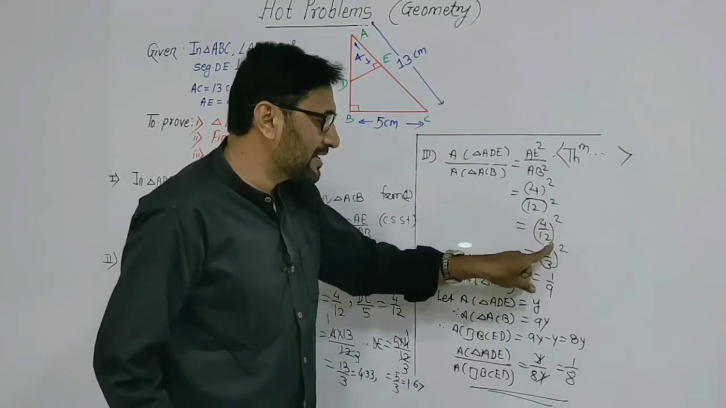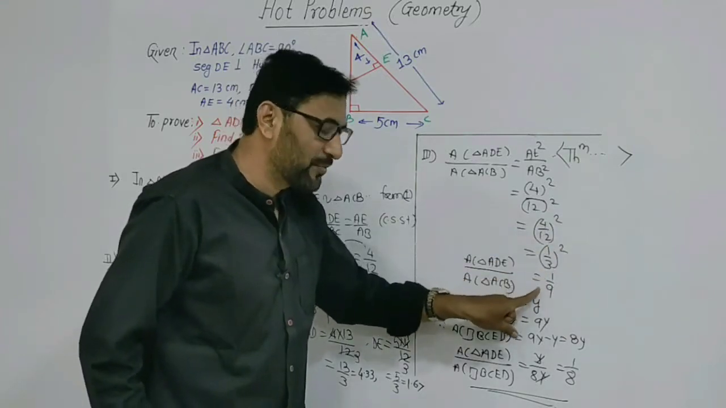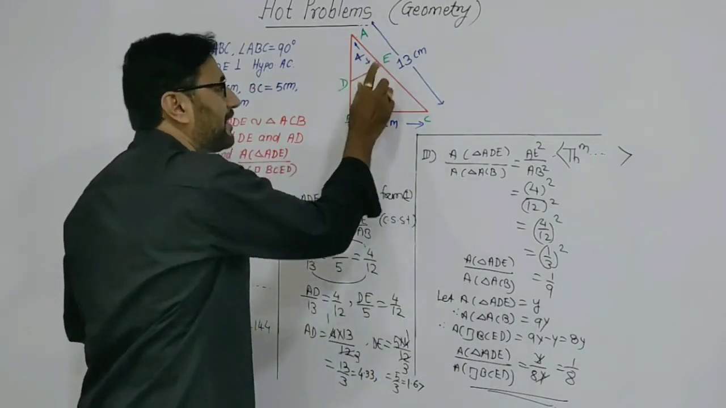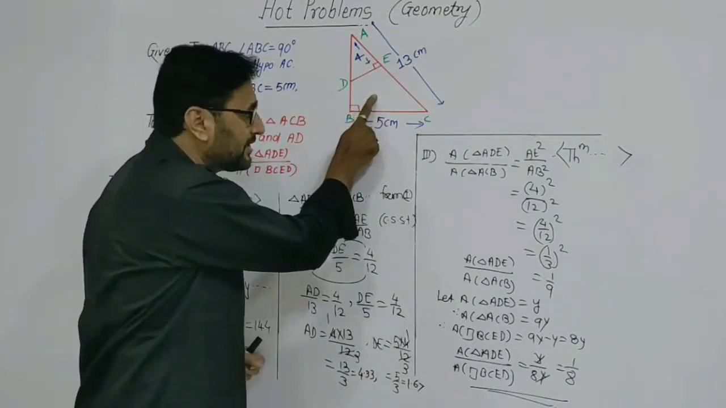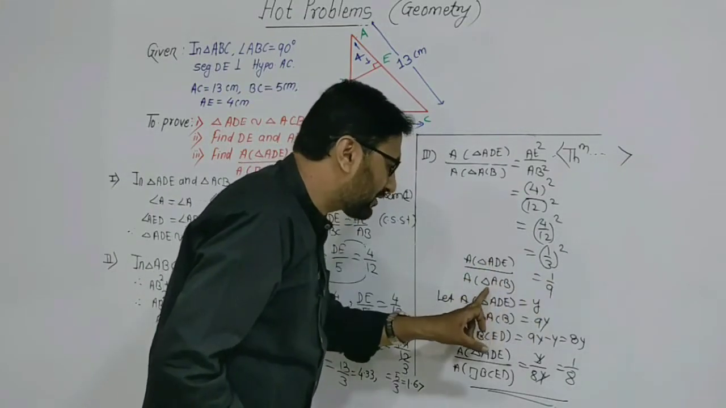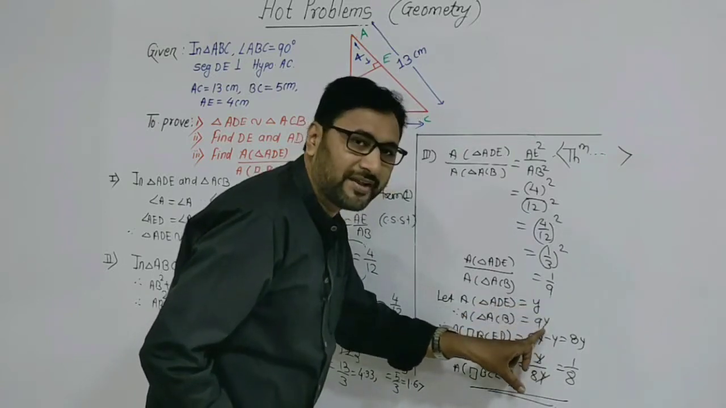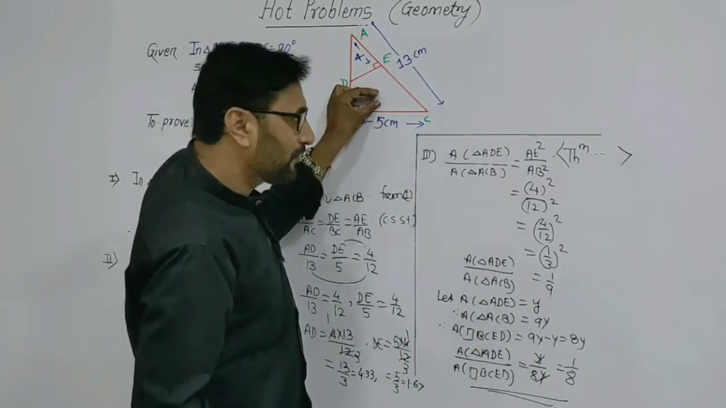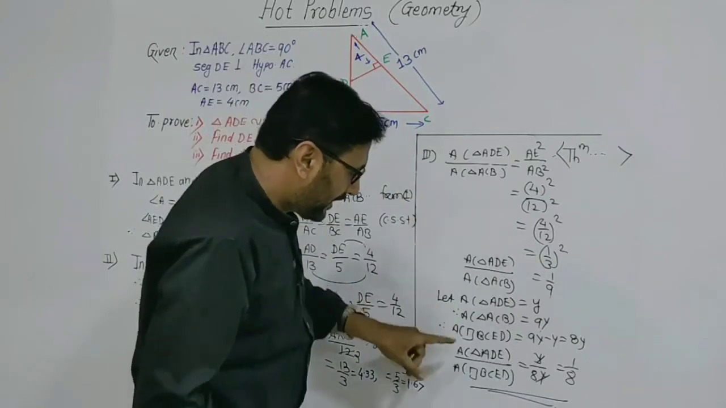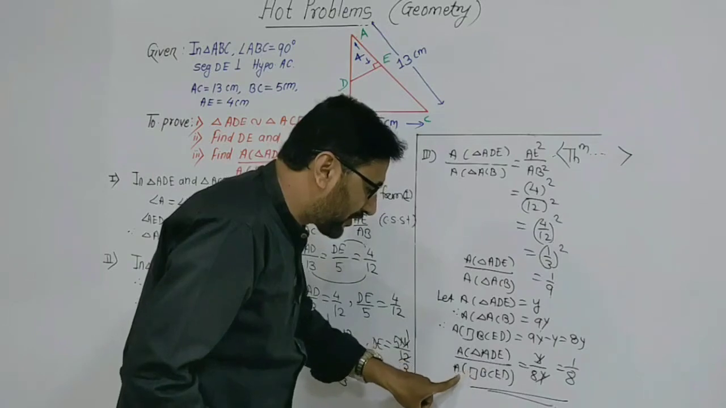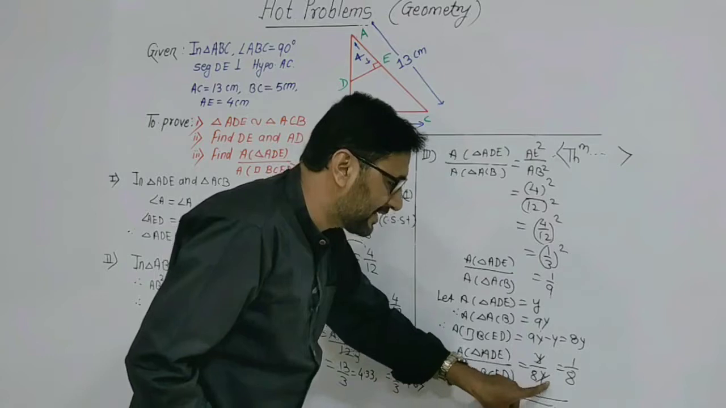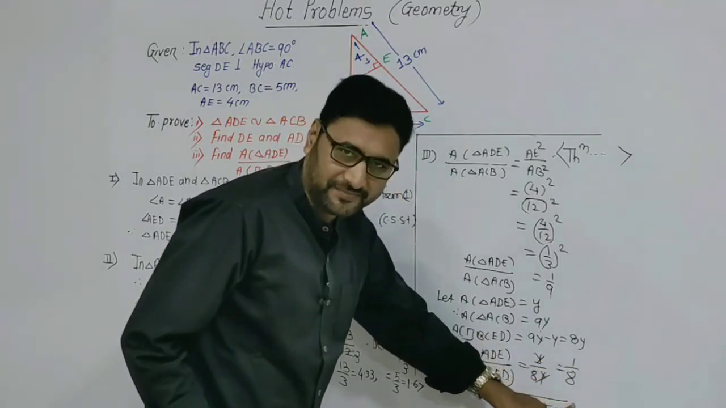4 upon 12 the whole square, that is 1 upon 3 the whole square, which is equal to 1 upon 9. But where to find area of triangle ADE upon area of quadrilateral? See, if area of triangle ADE is y, then area of triangle ACB will be equal to 9y. So what about this quadrilateral? Of course, 9y minus y, you will get 8y. So area of triangle ADE upon area of quadrilateral BCED is equal to y upon 8y, y's get cancelled, which is equal to 1 upon 8.